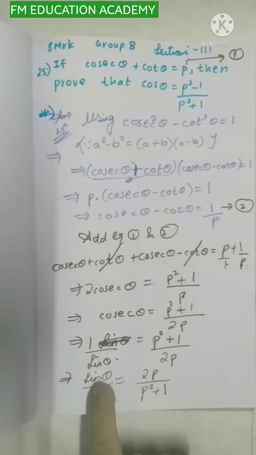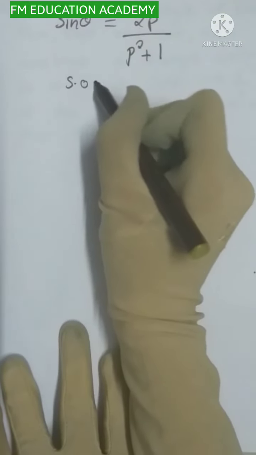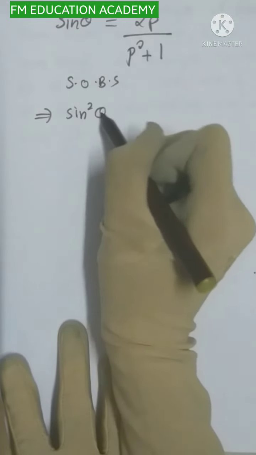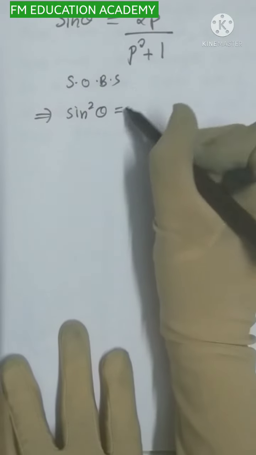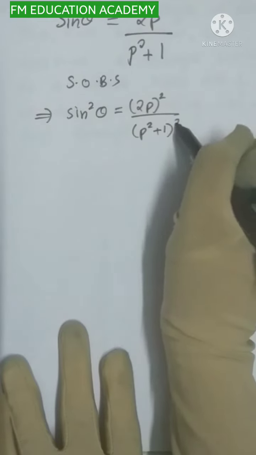If I don't square it, I cannot write it, because in the identity I have sin square theta. So, squaring on both sides, sin square theta is equal to... whenever you square both sides, the numerator will also get squared and the denominator will also get squared. So it becomes 2p squared by (p square plus 1) whole square.